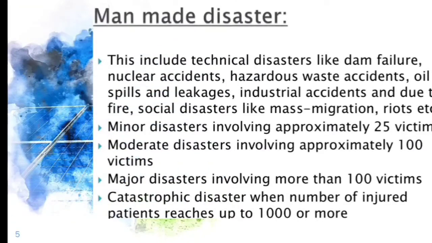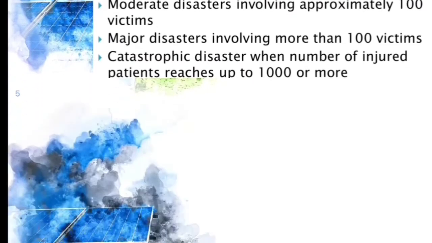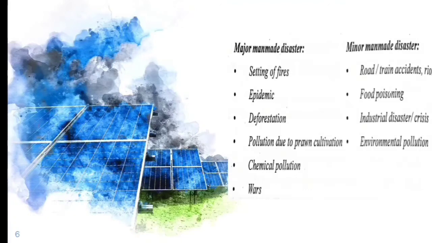And man-made disasters are extreme hazardous events that are caused by human beings. We can categorize man-made disaster into three subcategories: minor disaster, moderate disaster and major disasters according to the victims affected. This classification is done. Then these are few samples for major man-made and minor man-made disasters.